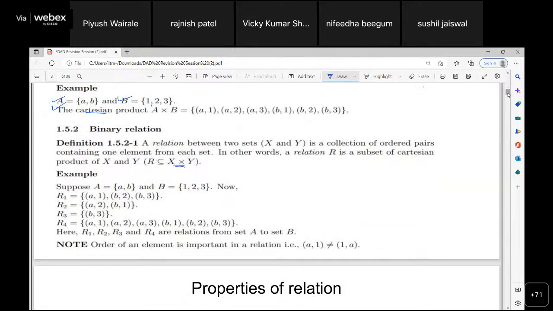Now here you can see in the same example, A and B. I have this Cartesian product of two sets, A cross B. A binary relation is a subset of this Cartesian product. Here you can see A1, B2, B3, and B3, A2, B1. These are all binary relations, subsets of the Cartesian product of X and Y, that is A and B. Note that the order of elements is important in a relation: A comma 1 is not equal to 1 comma A.